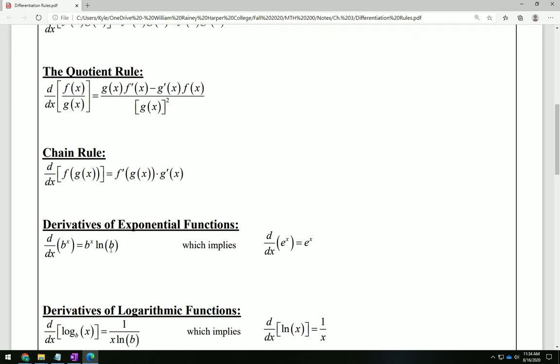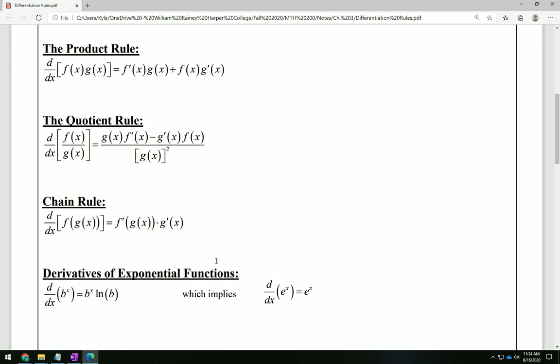Now what's really cool about this is that this rule implies a rule that we've already known for quite some time, that the derivative of e to the x is just e to the x. Notice that if we replaced the value of b with the number e, we would get that the derivative of e to the x is e to the x times natural log of e. But what's the natural log of e? The natural log of e is just 1. So if b is replaced with e, the derivative would be e to the x times 1, or just e to the x. So this is completely consistent with everything that we've already known about our derivative of e to the x.